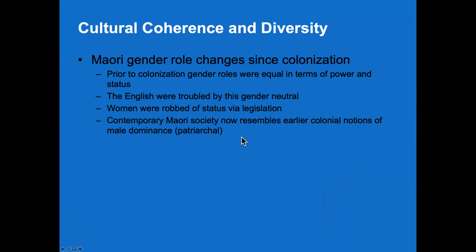When you think about Maori, gender roles really have changed quite a bit since colonization because of the English influence, much more patriarchal. So women were robbed primarily of their status via legislation, and contemporary Maori society now resembles more colonial notions of male dominance, a patriarchal society versus a matriarchal society.